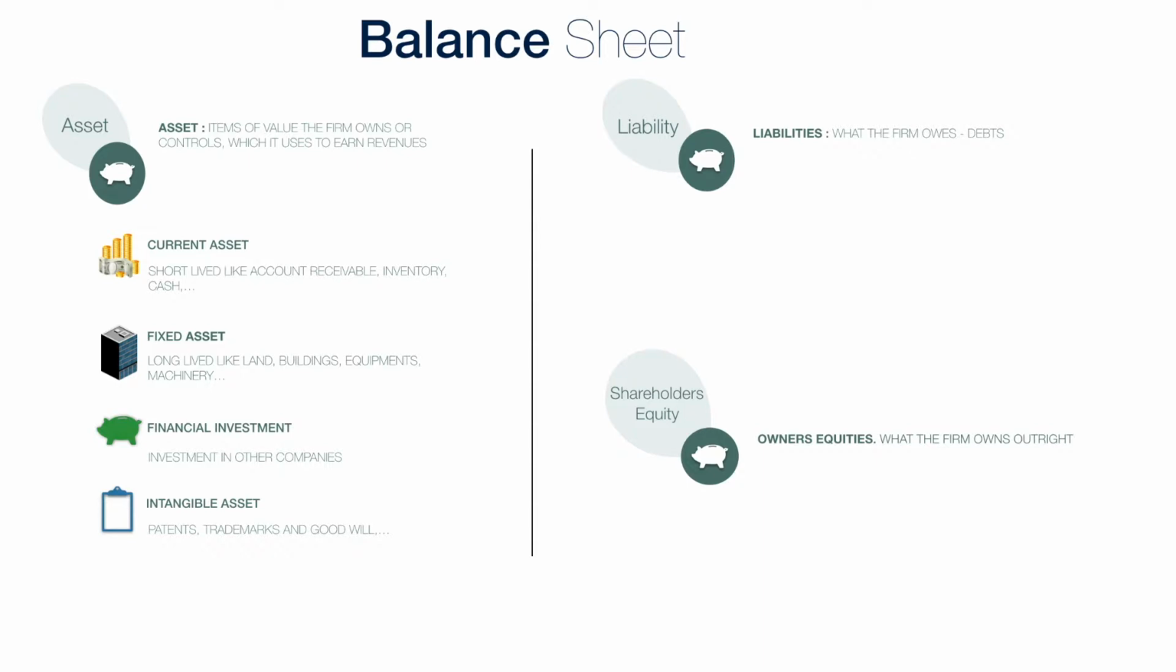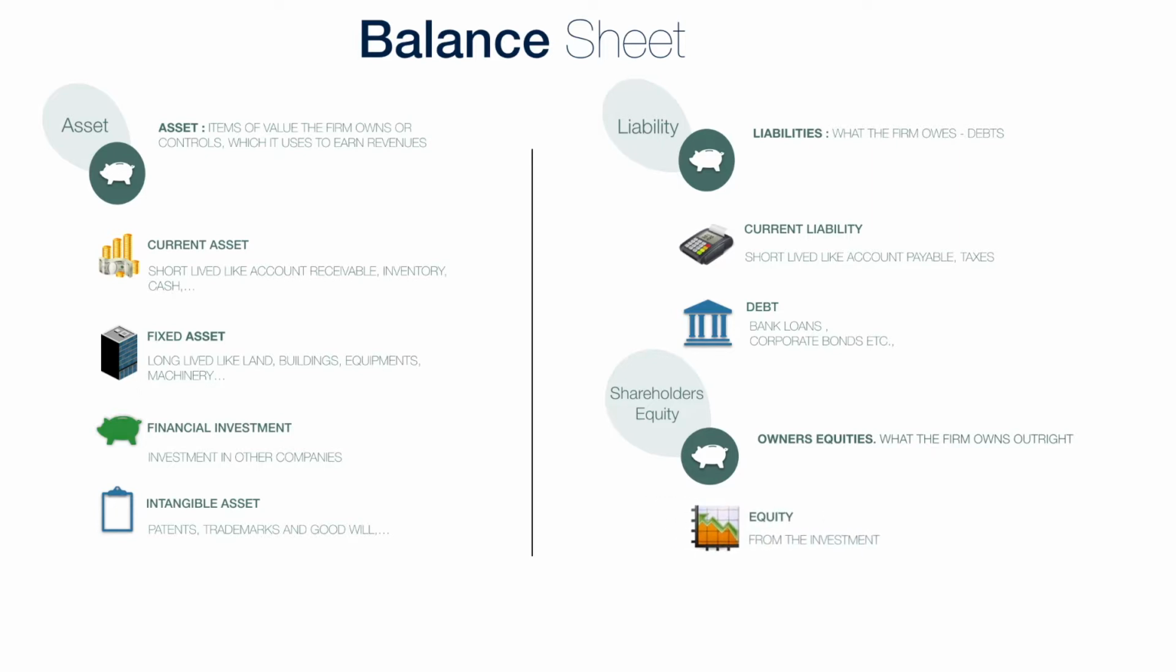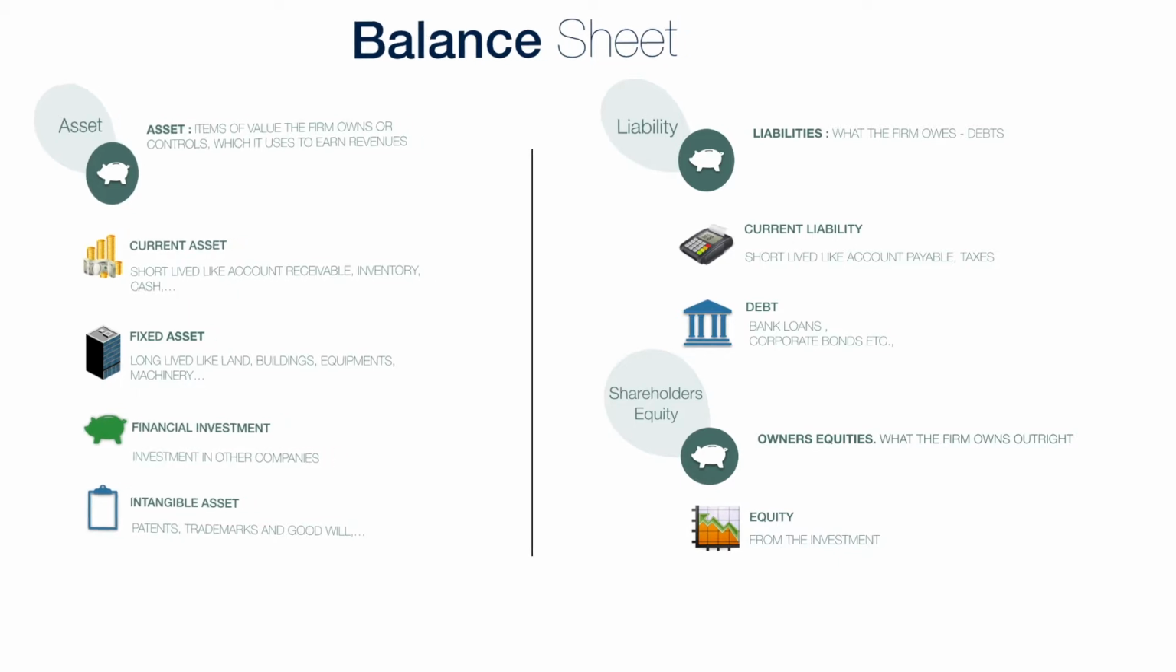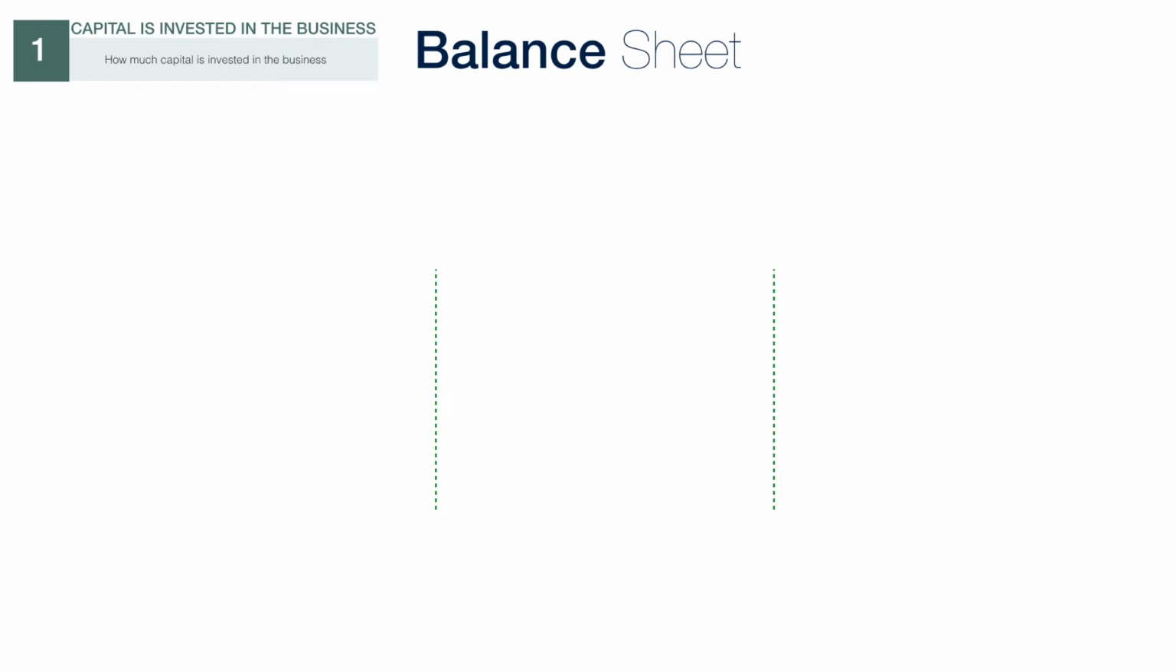The second part of the balance sheet is liabilities. Liabilities are current liabilities, which are short-lived, like accounts payable, taxes, etc. Debt, like bank loans, corporate bonds, etc. The third part of the balance sheet is shareholder equity, which is equity from the investment.